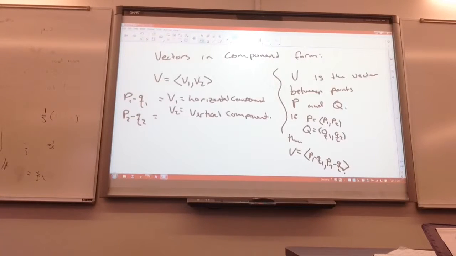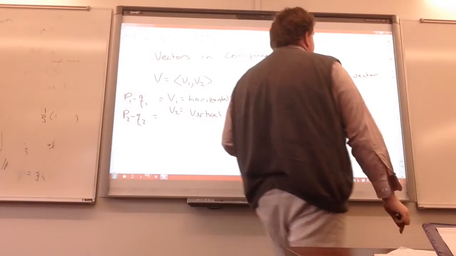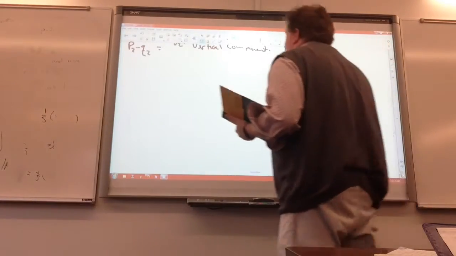Any questions about that? We'll draw a picture of what we mean by this in a second. These components will tell us the direction of the vector, but they don't tell us how long the vector is. For that, we would need a different measurement. We would need the vector's magnitude, and that's easy enough to find.